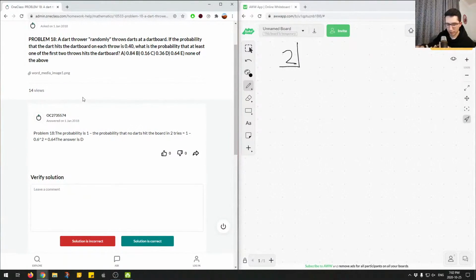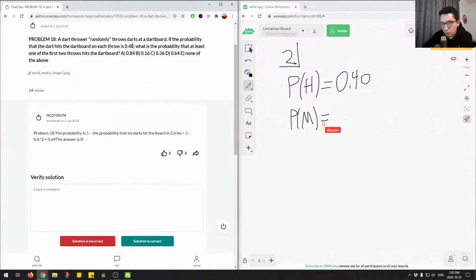So if we look at it this way, we know the probability of a hit, as defined up here, so if the probability of a dart hits the board is 0.4, so we'll say the probability of a hit, H meaning hit, is 0.4. So 0.4 just represents there's a 40% chance that it hits the board. And then therefore the probability of a miss would just be 60%, which is 0.6.